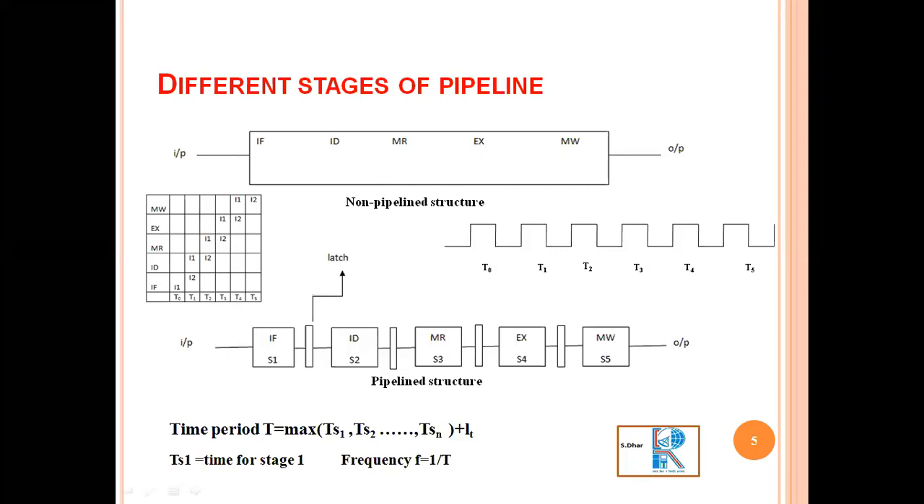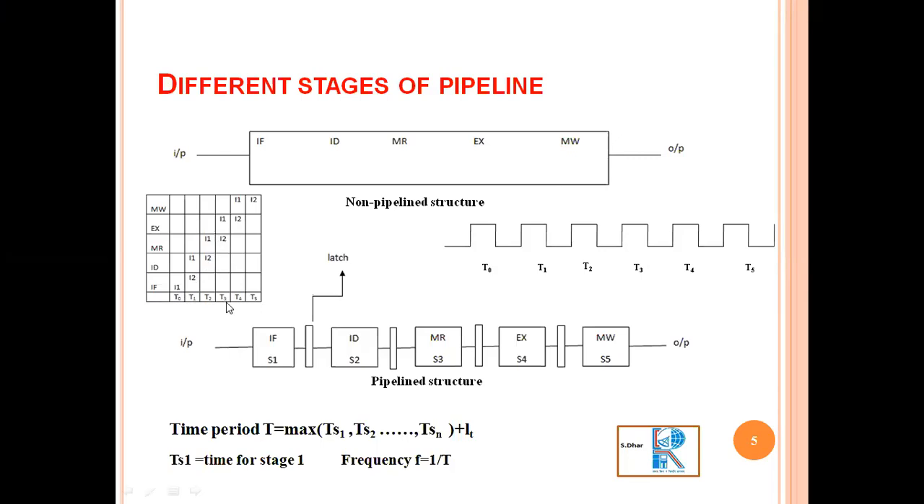But when I use a pipeline architecture, obviously there is an overlapping of the instructions. See there in the table, it will be clear. Suppose these are T0, T1, T2, T3, T4, T5. These are the time instances of the pipeline. So at T0, I1 will be fetched. At T1, I1 will be decoded and I2 will be fetched. Similarly at T2, I1 will be memory read and I2 will be decoded.